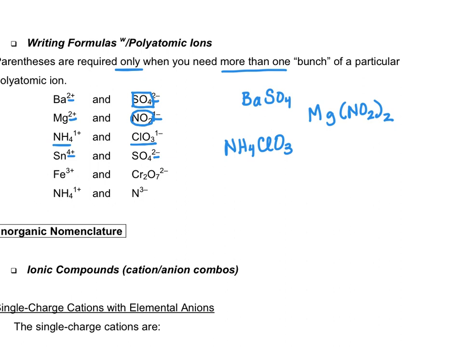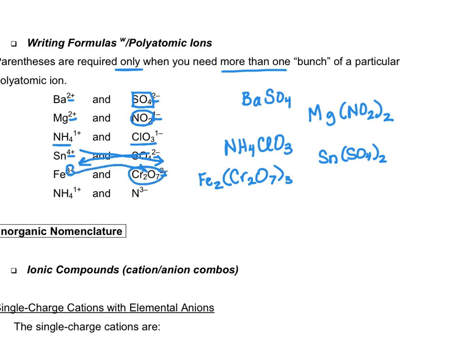Here I have a 4 plus and a 2 minus. If we just cross the charges, I end up with a 2 here and a 4 there. That's not reduced to lowest terms, so we reduce it and we get Sn, open parentheses, SO4, close parentheses, 2. Then 3 plus, 2 minus, cross those charges, we end up with Fe2, open parentheses, Cr2O7, close parentheses, 3, because this 3 applies to this whole thing.